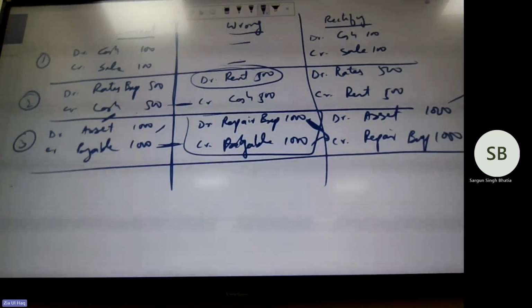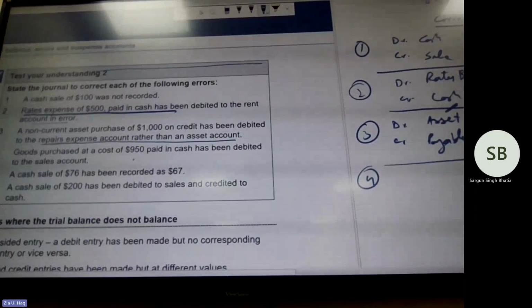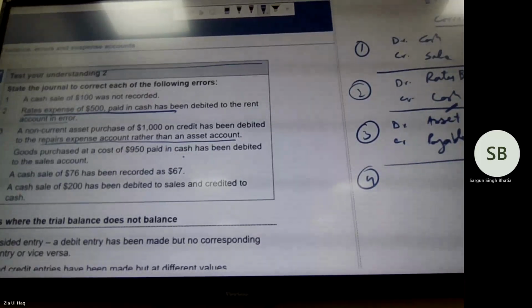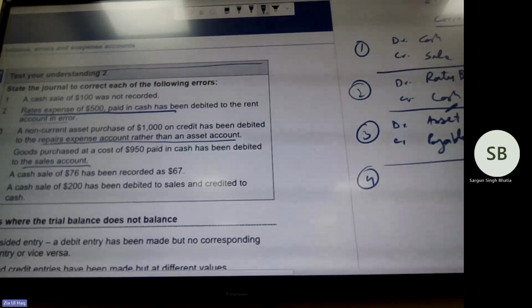Now moving towards number 4. Goods purchased at a cost of 950 paid in cash. What should be the entry? If we have purchased 950 goods on cash, then purchases debit, cash credit. Yes, sir, this should have been done. But what they did has been debited to the sales account. Instead of purchases, they have recorded a sales debit.